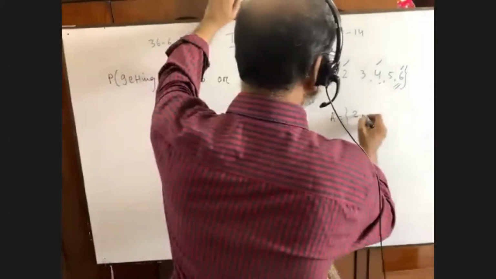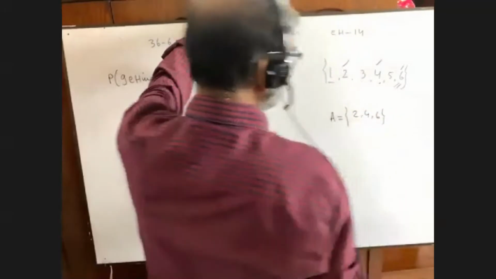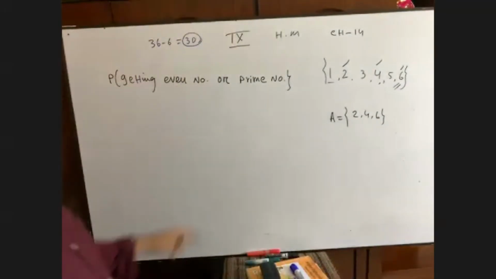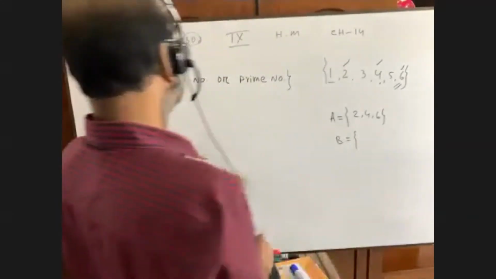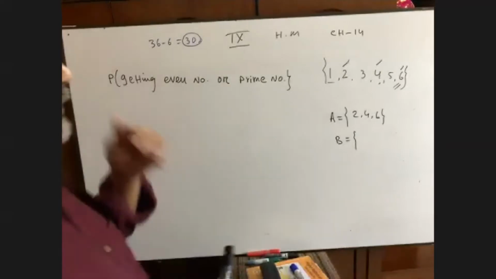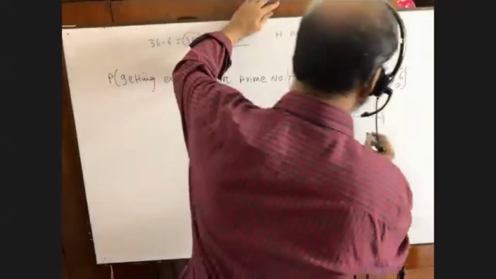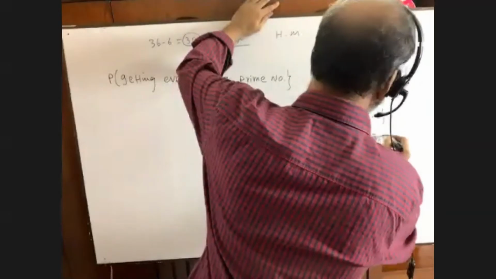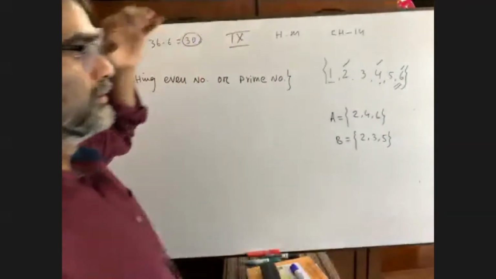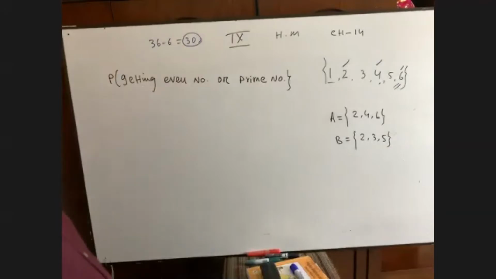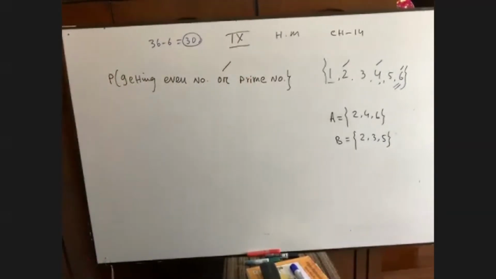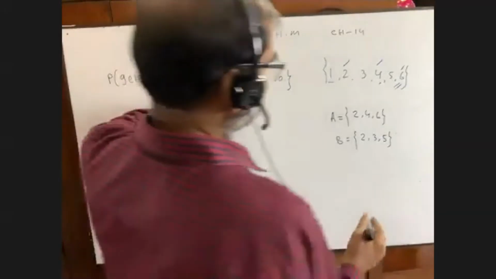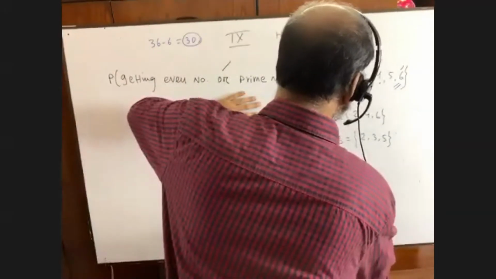A for even number: 2, 4, 6. And suppose B for prime number. What are the prime numbers here? 2, 3, 5. Now let me know what would be the answer. So 5 by 6, because here OR is written, right? Yes, you're absolutely right. A intersection B equals to what?